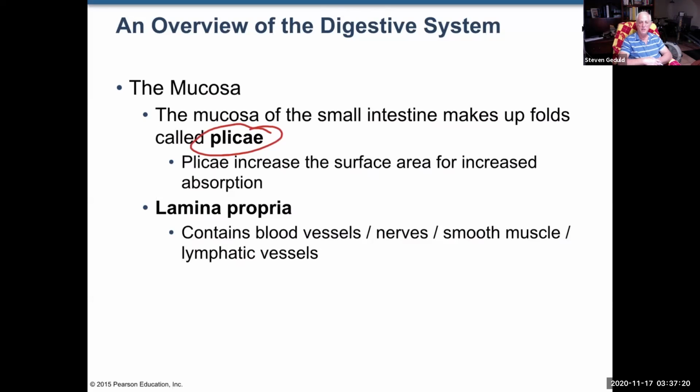Okay. Plicae increase surface area for increased absorption. And that's in the small intestine because that's where most absorption occurs. The lamina propria underneath the mucosa contains your blood vessels, your nerves, your smooth muscles, and lymphatic system. Remember, blood vessels, arteries and veins, nerves, and lymphatic vessels all run together. And your smooth muscles are in that layer.